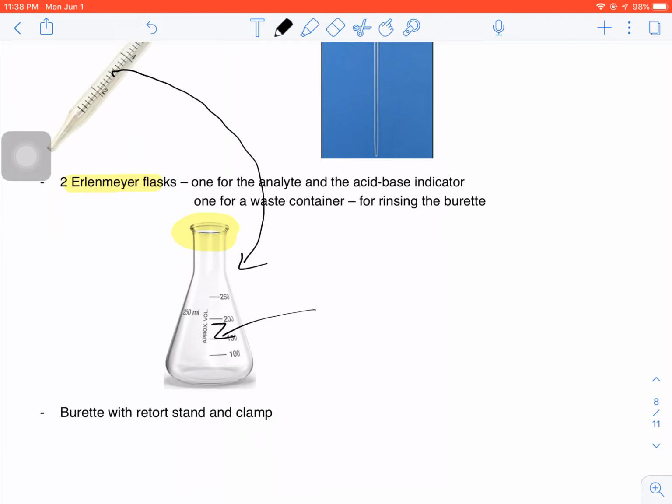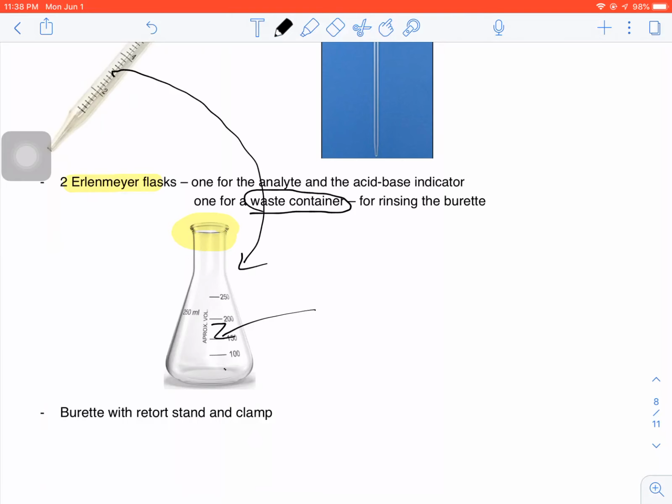And then my second Erlenmeyer flask would be one for collecting wastes. We usually have a waste container, and you're going to have your own waste container when you do this lab. So you've got two Erlenmeyer flasks, and you're going to transfer your acid into this Erlenmeyer flask.